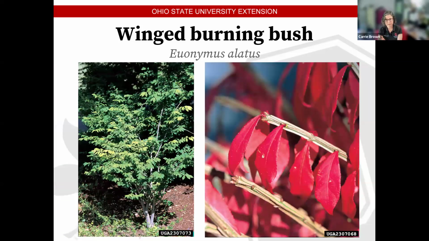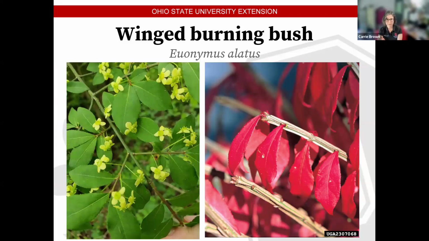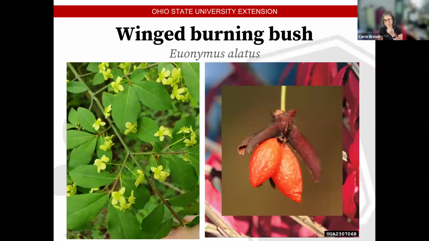During the rest of the season, it is green in color. You can see there on the left, and then that brilliant crimson color, and those quirky ridged twigs that you see on the right. The flowers are pretty small, pretty easy to miss. And you can see the fruit there, those capsules that peel back to reveal the seeds.